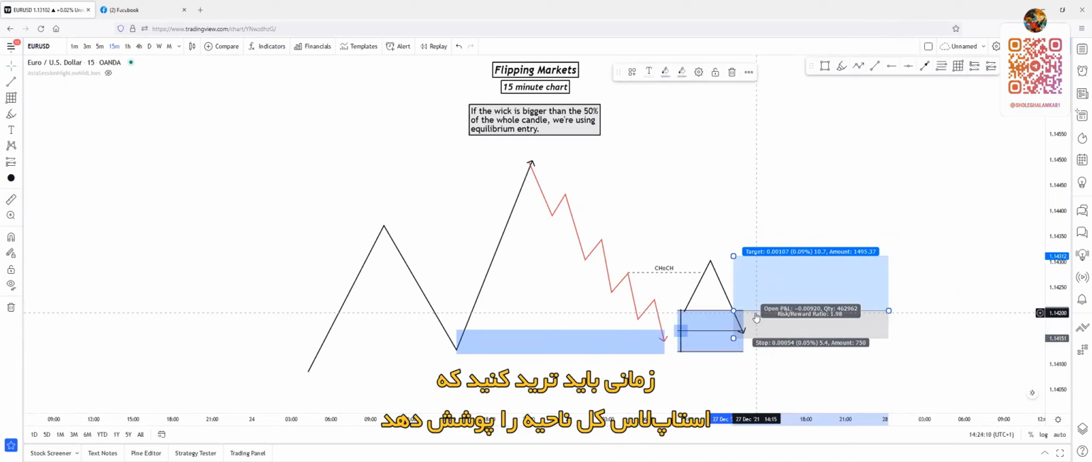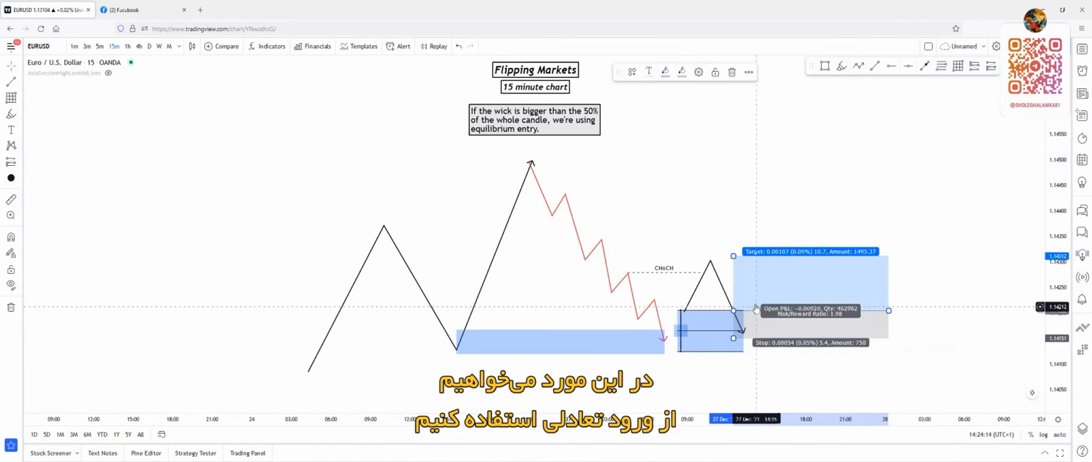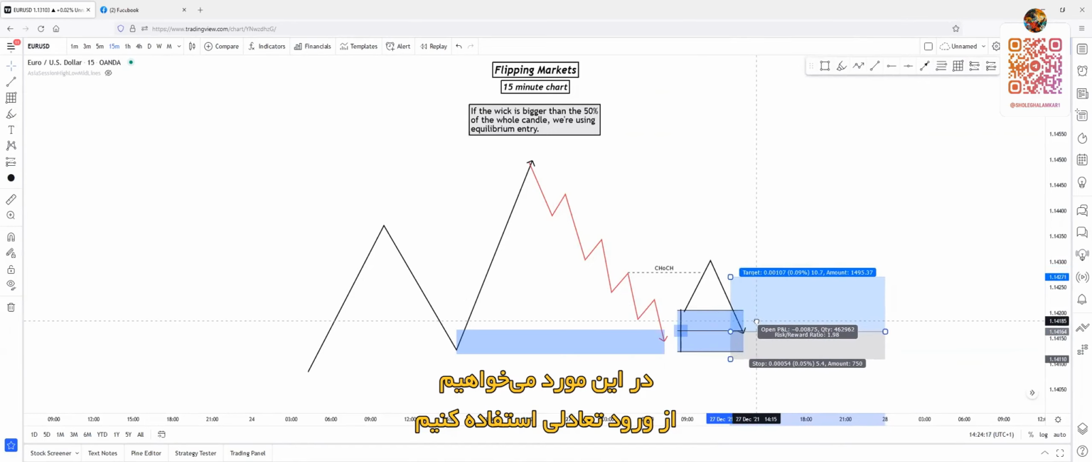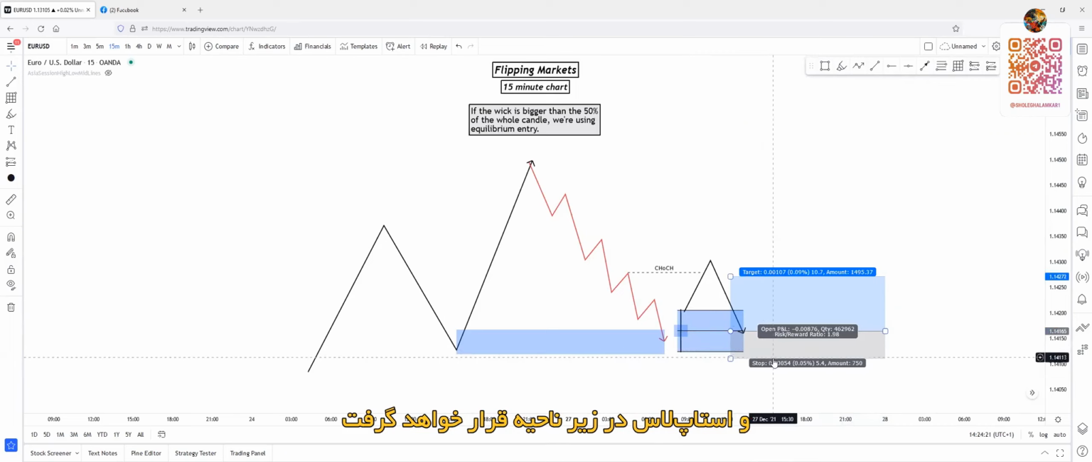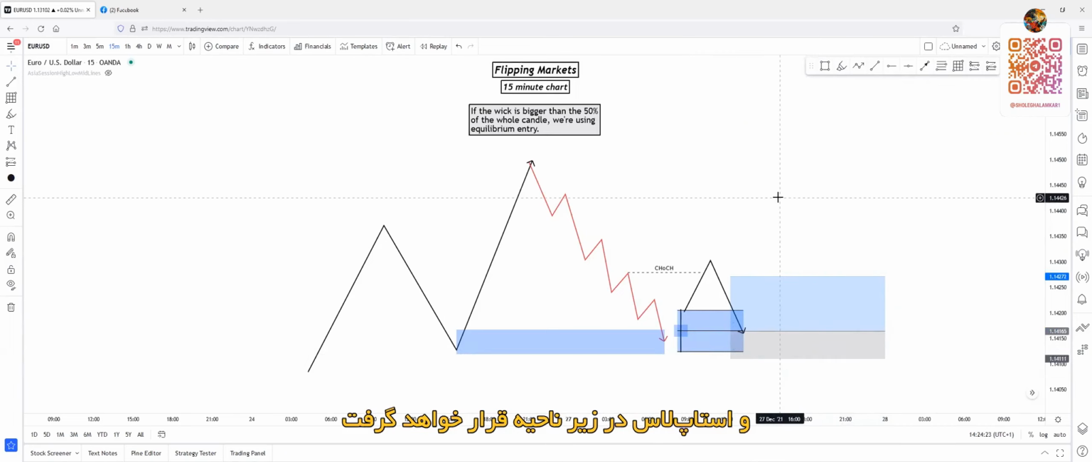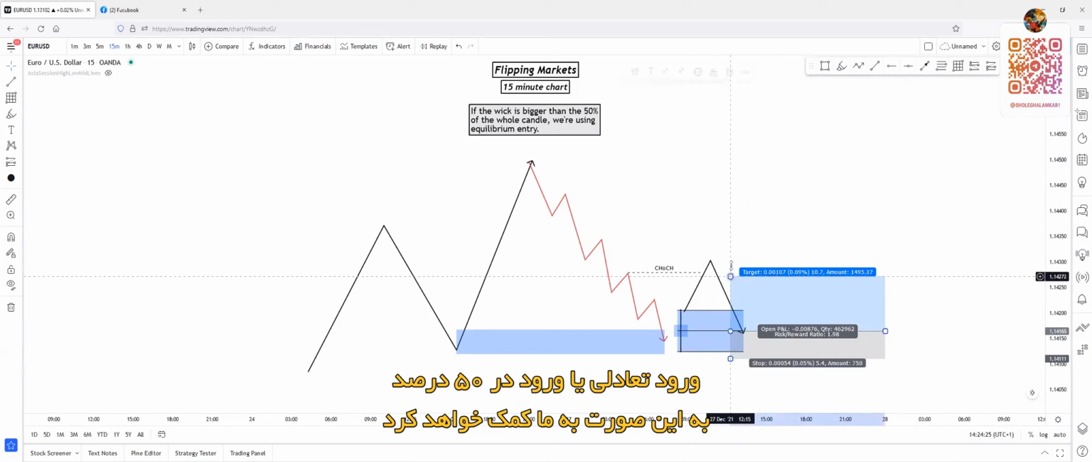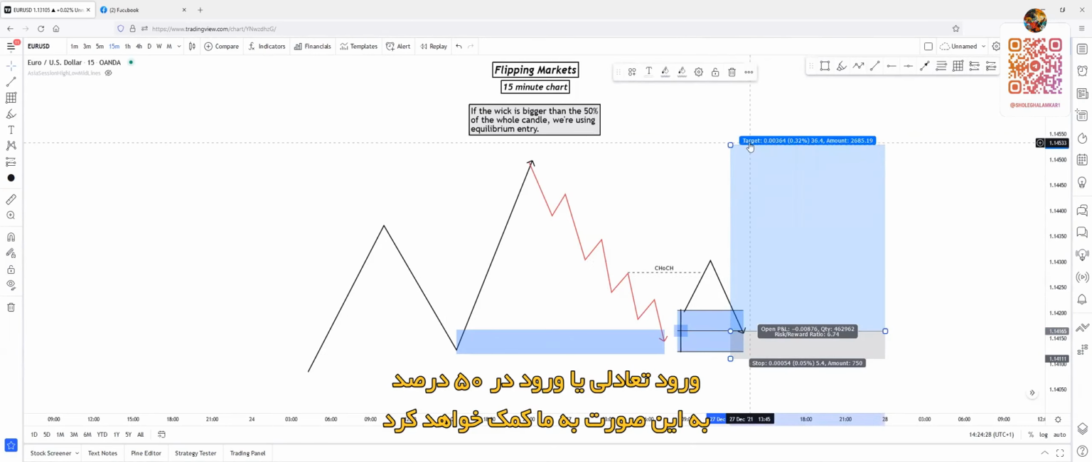You can only enter a trade if the stop loss can cover the whole zone. So in this case, we will want to use the equilibrium entry because the equilibrium entry will cover the whole zone and the stop loss will be just below that zone. Okay, that's how the equilibrium entry, aka the 50% entry, can help us.